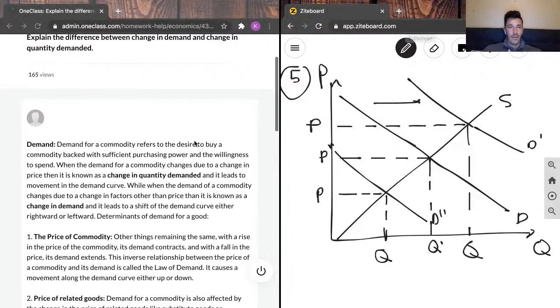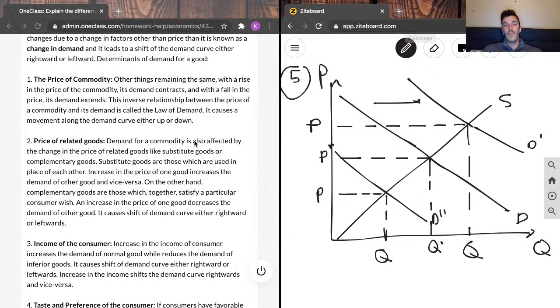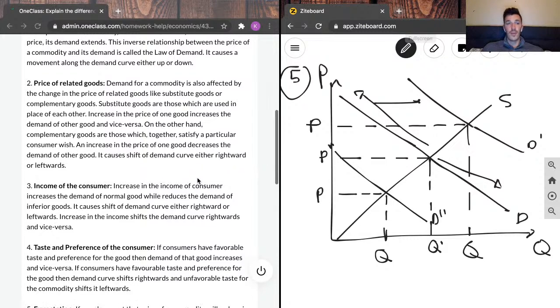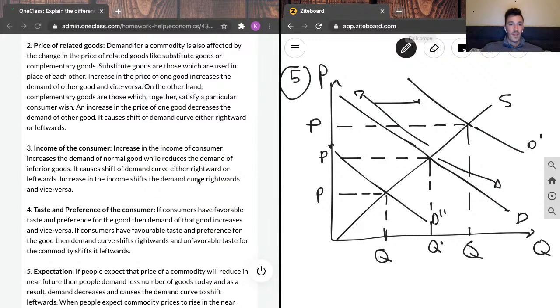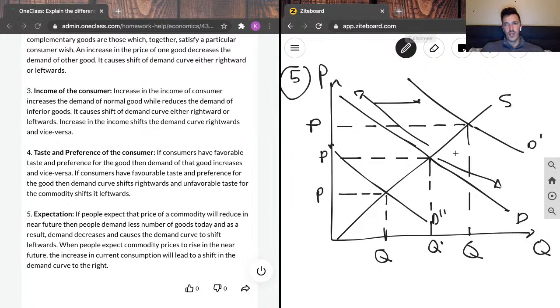Yeah, and I think this was an excellent answer by our junior tutor. Maybe to reiterate one more time, a change in the price of the commodity is a movement along the demand curve, either up or down, whereas these other changes, prices of related goods, change in income of the consumer, change in taste and preferences of the consumer, or change in expectation, result in the demand curve shifting either right or left.